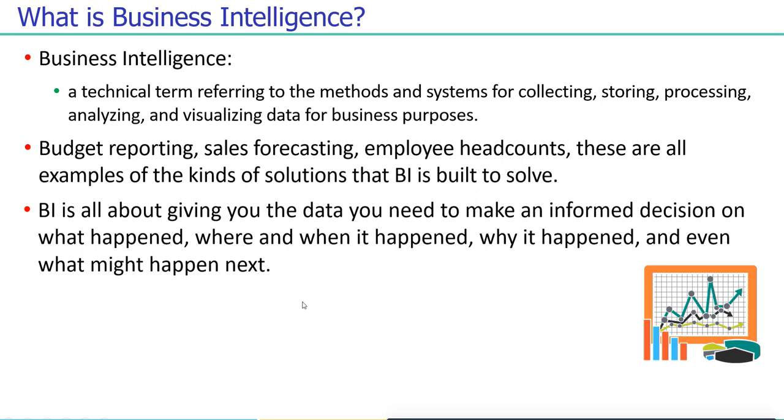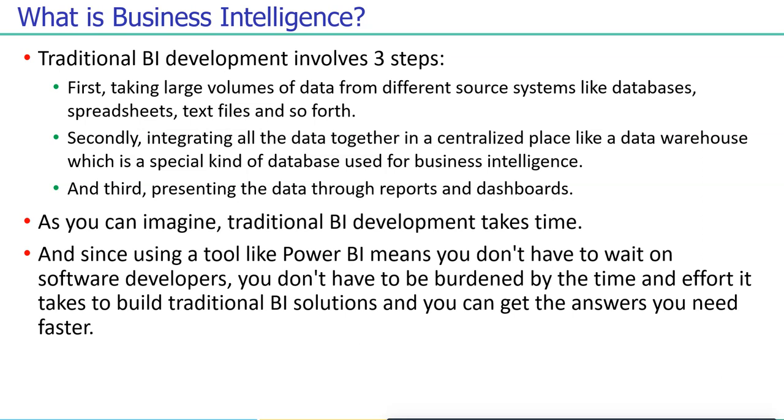So BI is about giving you the data you need to make an informed decision on what happened, where and when it happened, and why it happened, and even what will happen next. These are the different types of analytics, right? What happened means you are analyzing the data and determining what happened in the past, where and when it happened. Why it happened means prescriptive analytics, and even what might happen next. This is predictive analytics, meaning predicting future events.